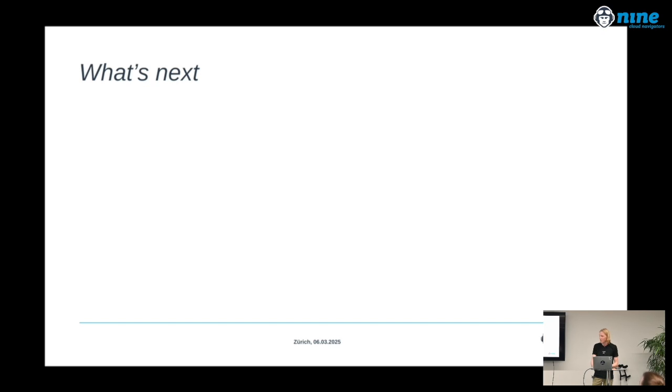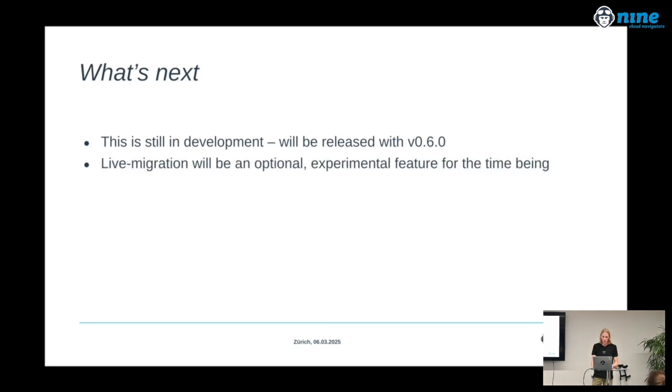So what's next? This is very much still in development. I hope I'll release it with the next version of CyrilPod. By the way, CyrilPod is on GitHub. Just check it out. I didn't put the link. Live migration will be optional for now, because it's kind of experimental, and it also requires some features that not every Kubernetes node might have.